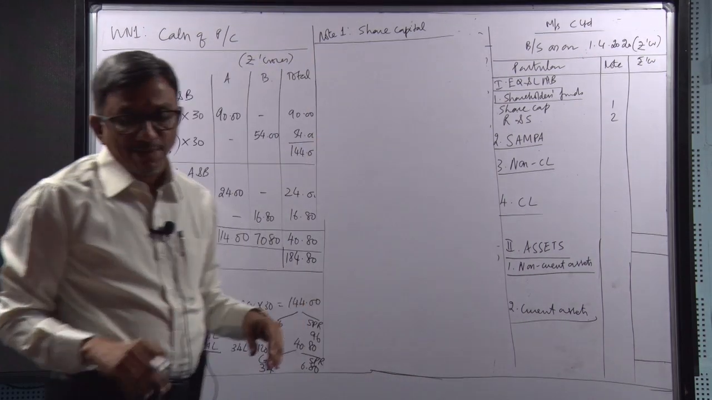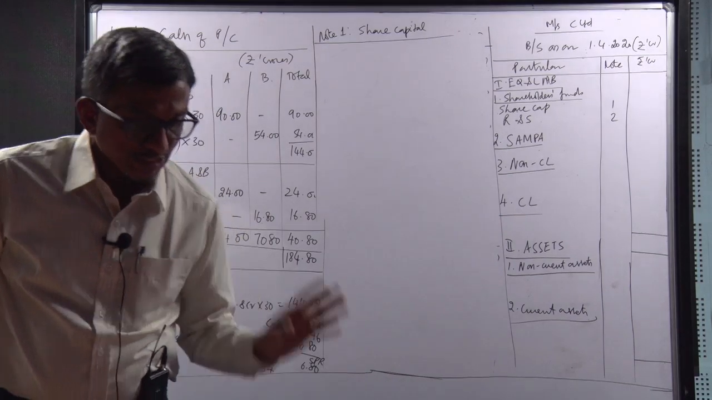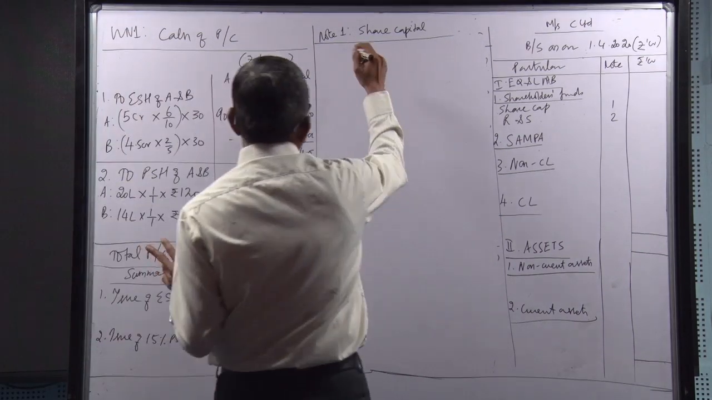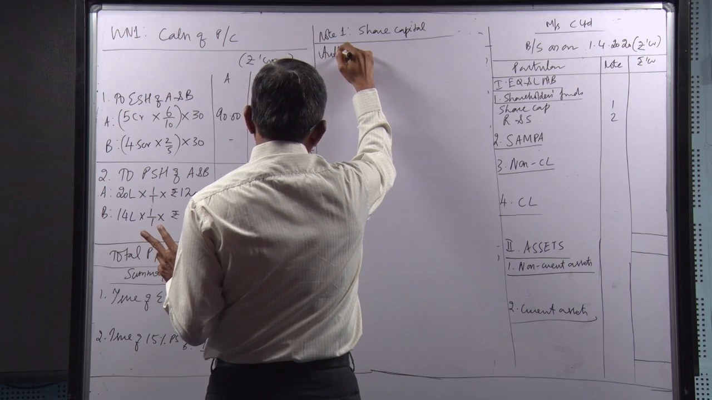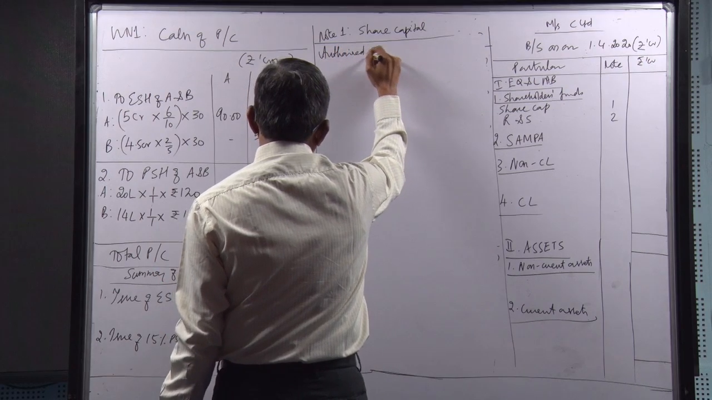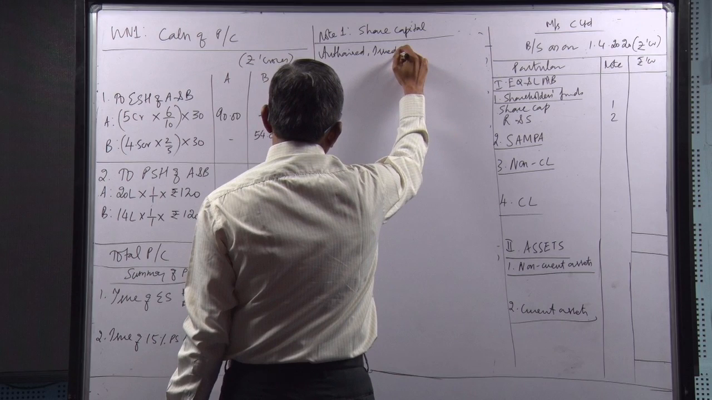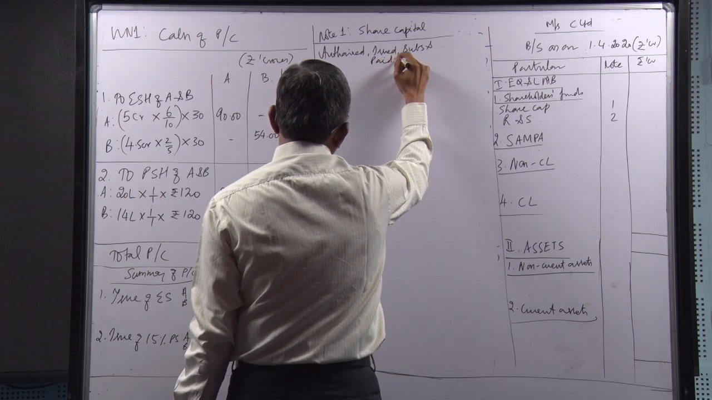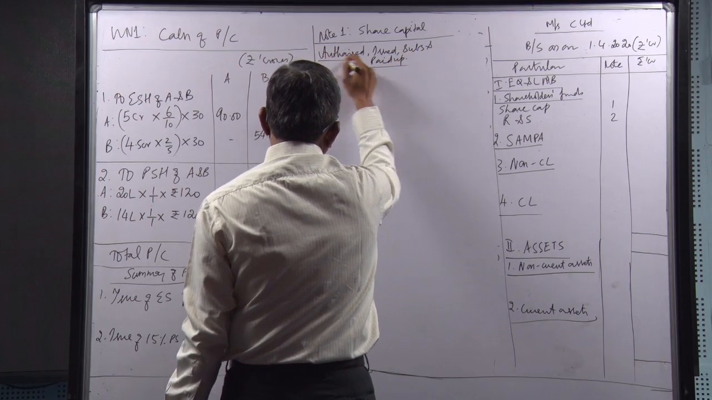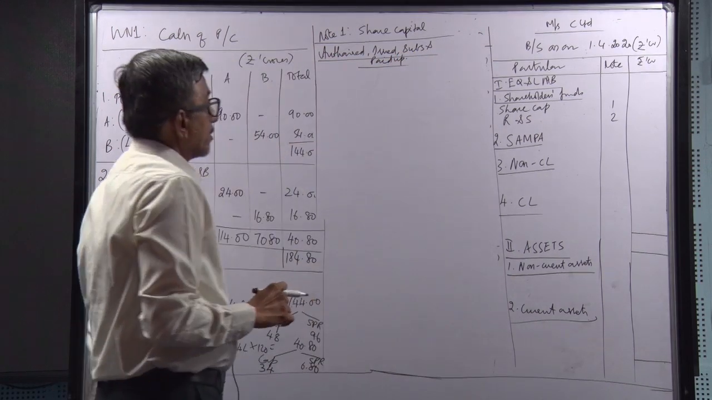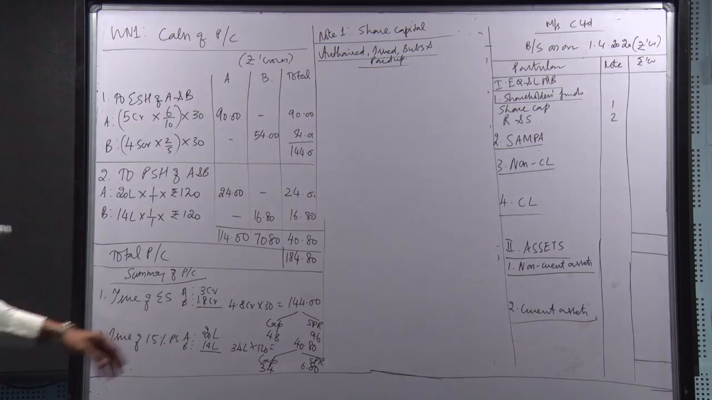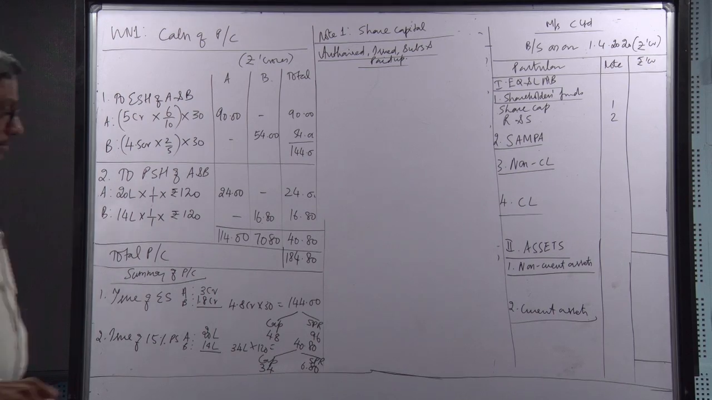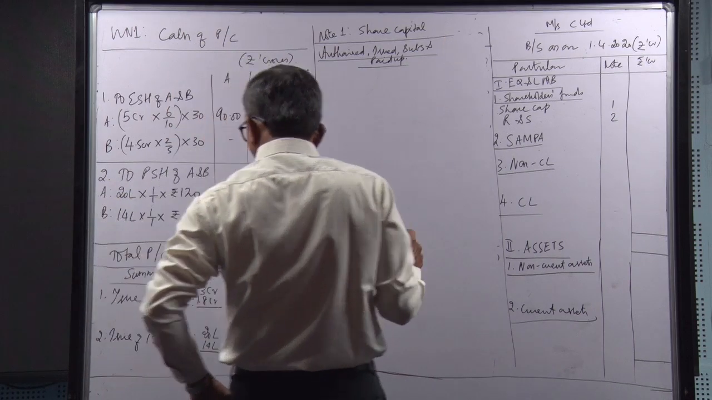Here the authorized capital is not given in the question. Therefore, you simply write authorized, issued, subscribed and paid up capital, all under one line. If you are clear about what is authorized, issued separately, you can write it separately, but if it's not clear, everything you put in one line. So what is authorized capital, issued capital?